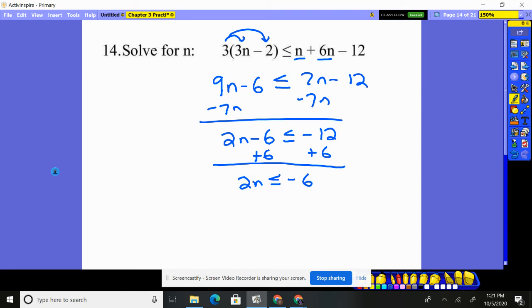Now I've got to get rid of multiplying by 2. I divide by 2. Again, the inequality does not flip because you are not dividing or multiplying both sides by a negative. You're dividing by a positive 2.